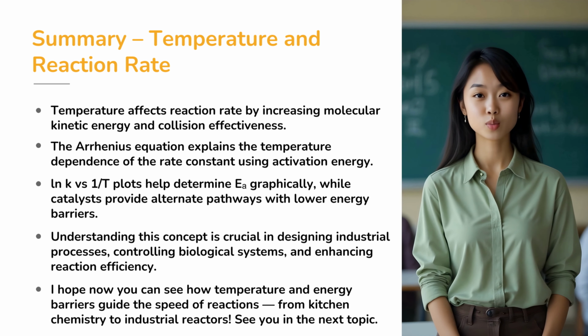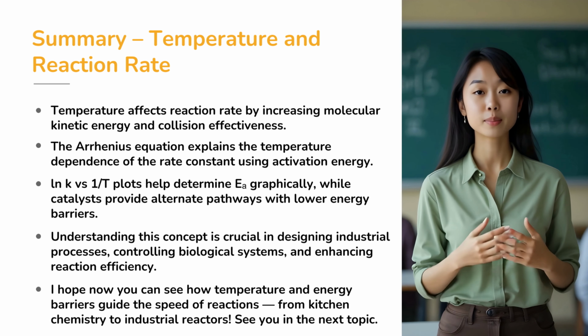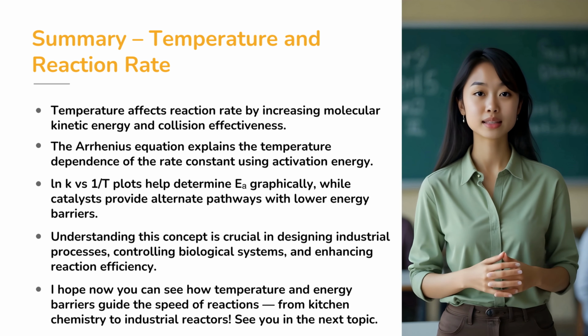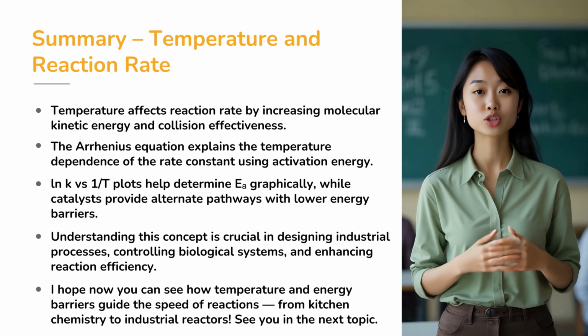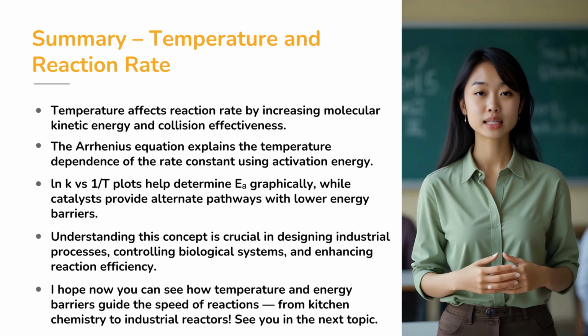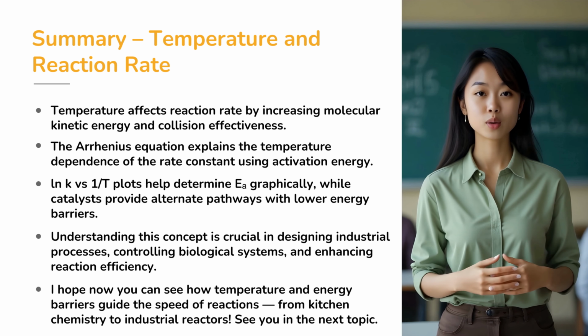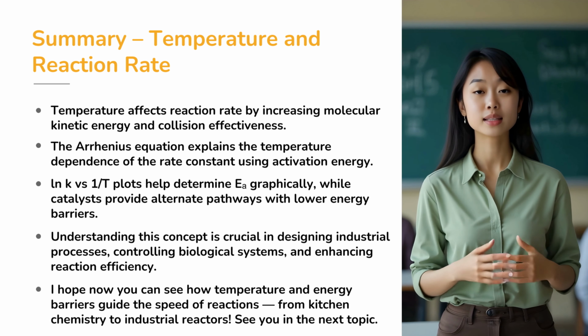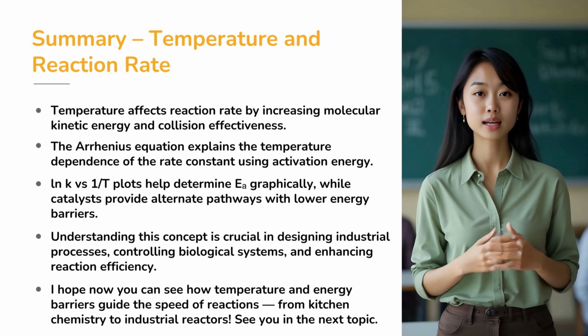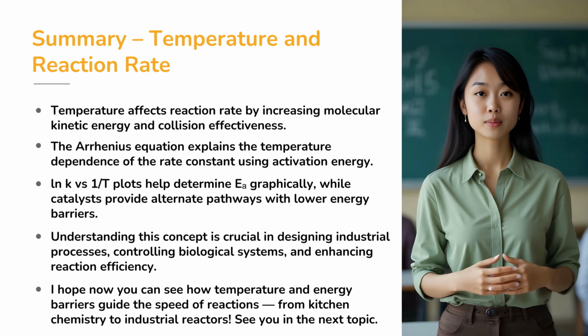Let's quickly revisit what we've covered. Temperature has a direct effect on how fast chemical reactions occur by increasing the energy and number of effective collisions. The Arrhenius equation gives us a mathematical model for this, connecting the rate constant with activation energy and temperature. A plot of ln K versus 1 over T helps us graphically extract the activation energy. Catalysts offer a smart alternative, lowering the energy barrier without altering the heat exchange or equilibrium.